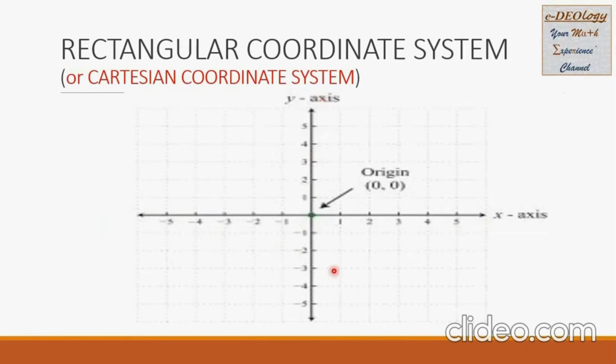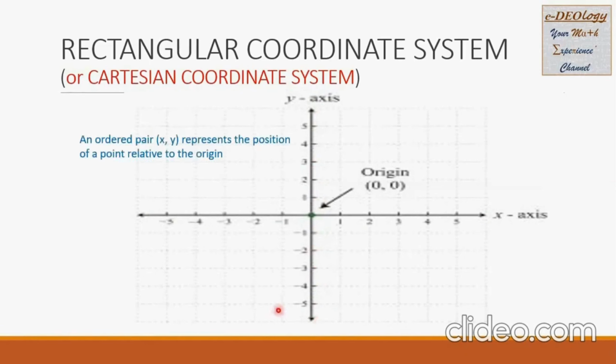Looking now at our y-axis, from the origin going upward, all numbers are positive. So you see, this is +1, 2, 3, 4, 5, and so on. From the origin going downward on the y-axis, all numbers are negative: -1, -2, -3, -4, -5, and so on.